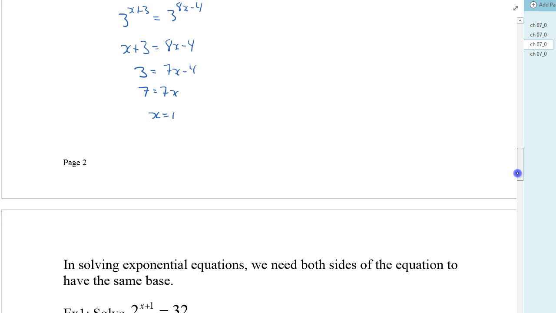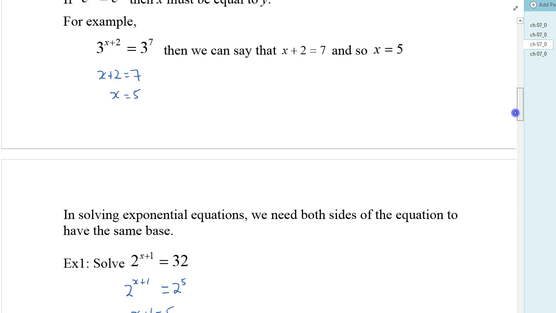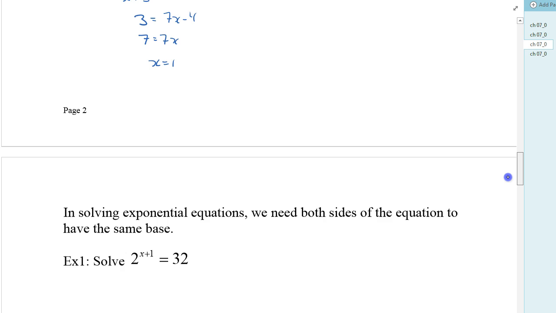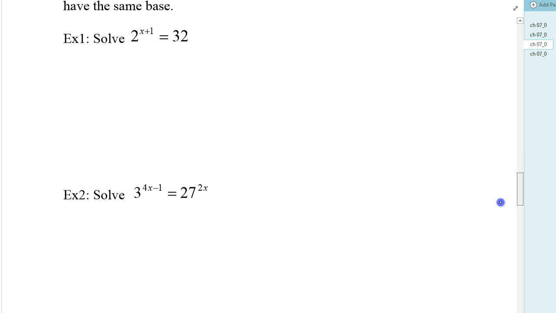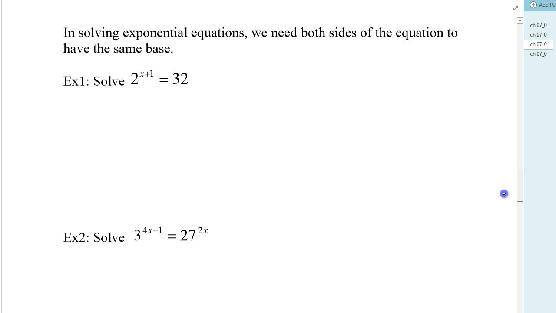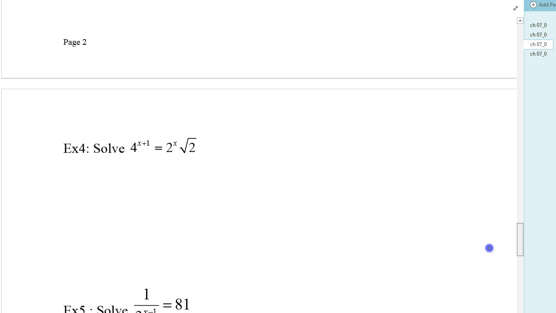Okay, on to the next page. Oh, are there more examples on the right? No. On to the next page. I think I'm missing something. Okay, this is a repeat. That's the one I want.